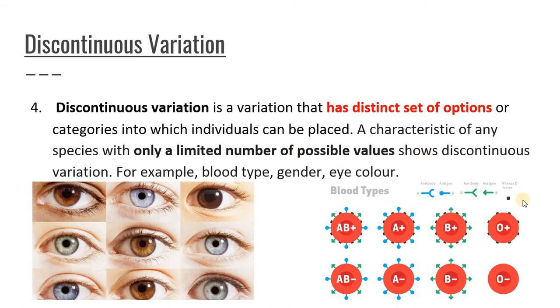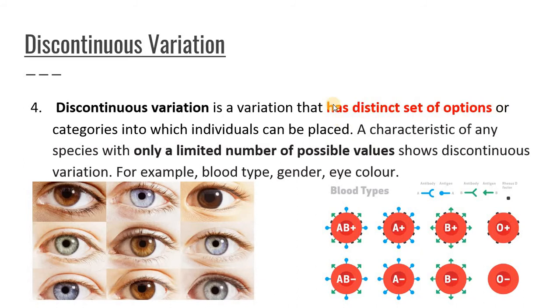Another example would be your blood type. There could only be four blood groups, right? Either you're an AB group, an A group, a B group, or an O group. So you cannot have other groups. For example, you cannot have blood groups between B and O. There's no such thing, right? So in this case, we call it distinct sets of options.